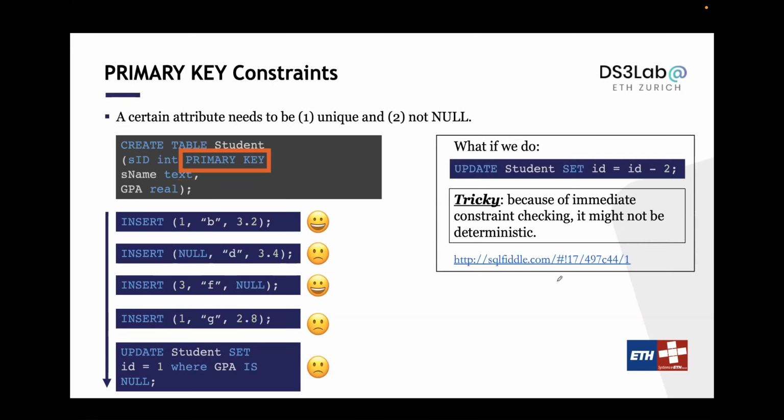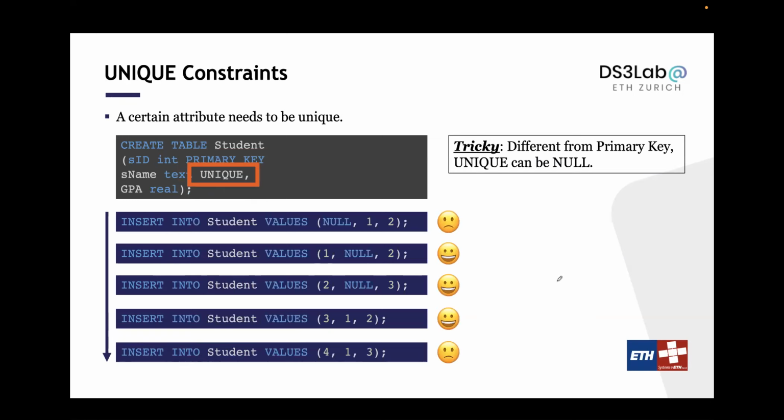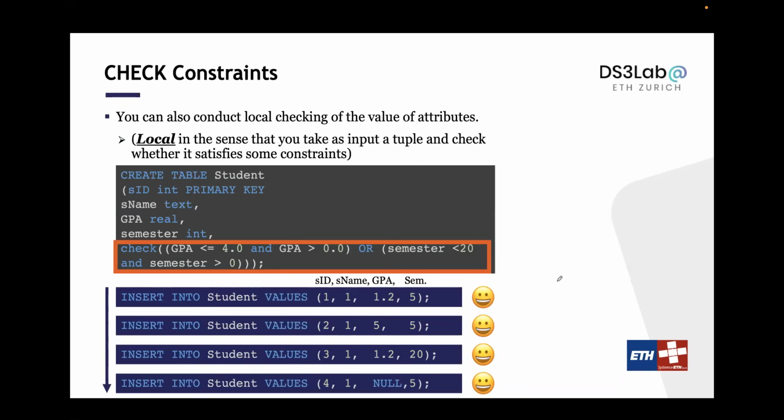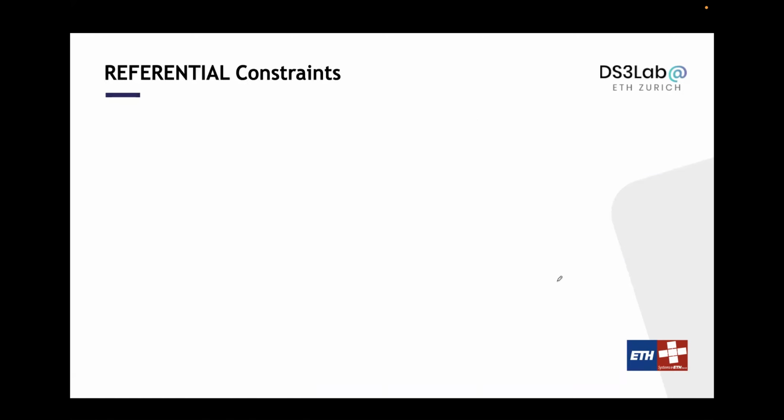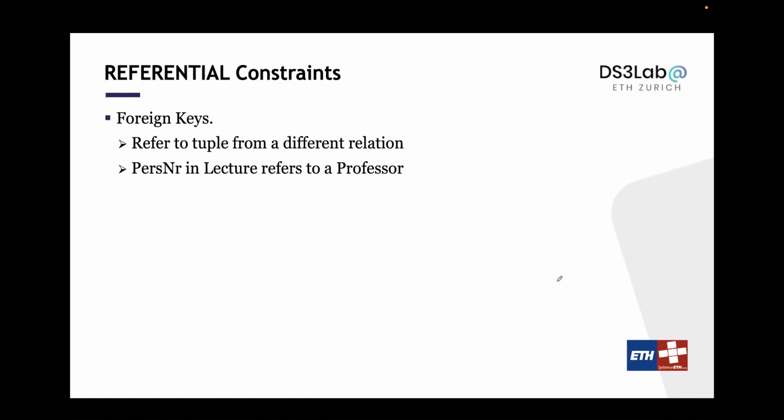You have the primary key, right? So sometimes it becomes tricky because it kind of depends on the order of the constraint checking, right? So there's a unique constraint. You can actually use that to also specify the functional dependency, for example, right? So you have this check constraint, which is local. You can have all those referential constraints, for example, foreign key, right?